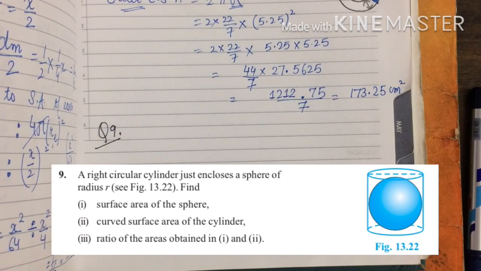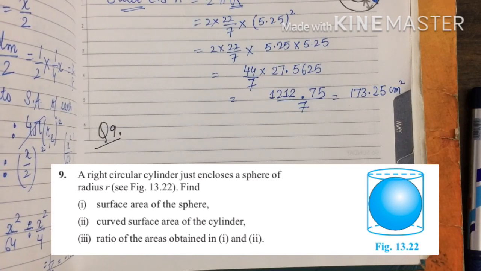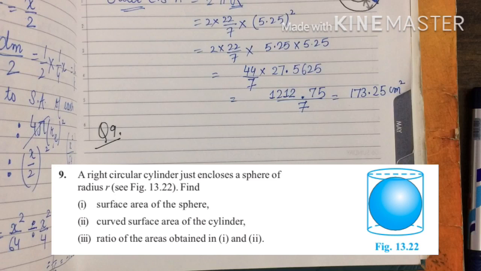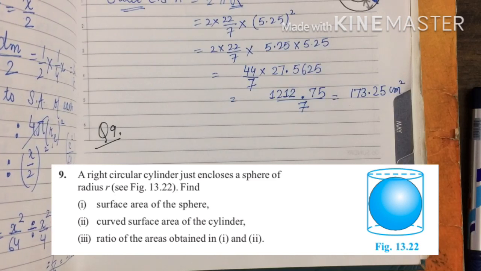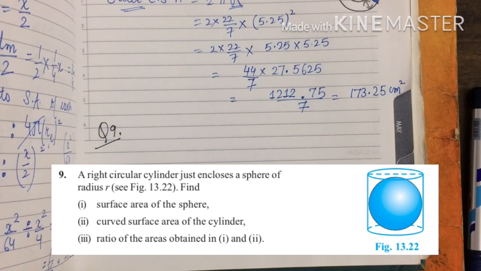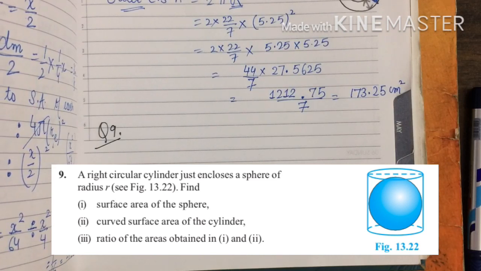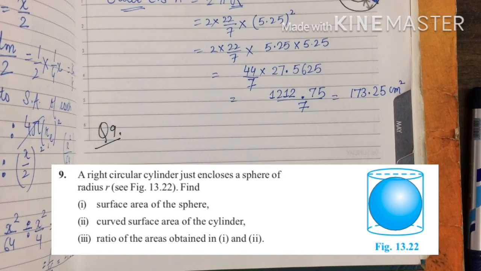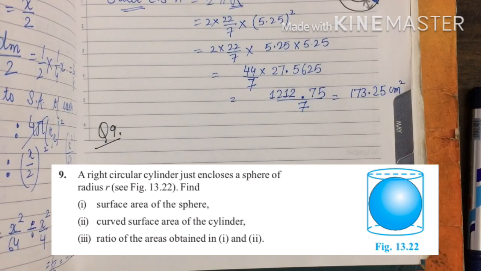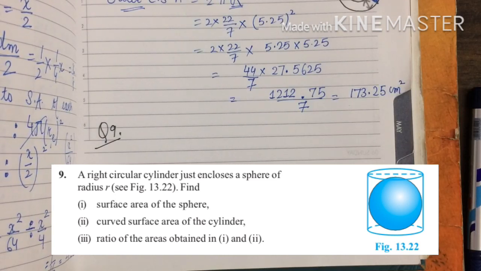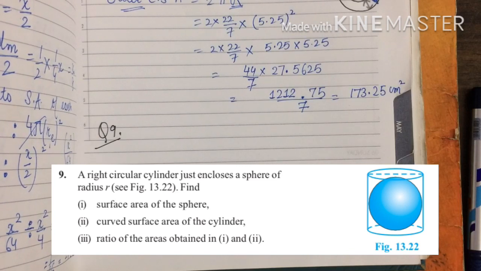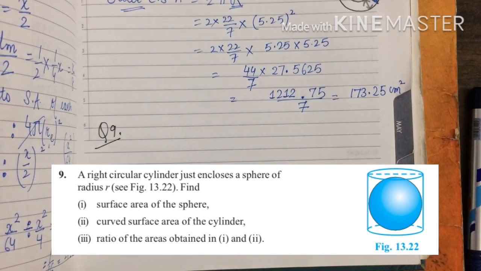So it's the dimensions of the cylinder are just enough to contain the sphere. The size of the cylinder and the sphere are almost equal. Find the surface area of the sphere, the curved surface area of the cylinder, and the ratio of the areas obtained in part 1 and part 2. They have also given a figure. Let's draw the figure and let us see what we can tell about the dimensions of the two shapes.